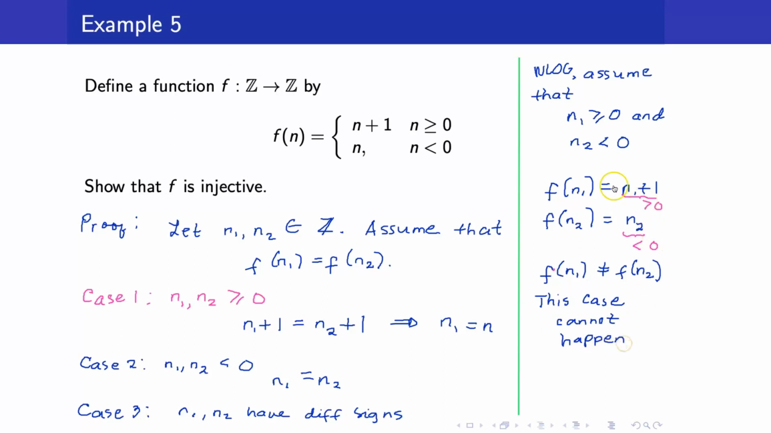Meaning to say, you cannot have two elements in the domain, one is positive and one is negative, wherein they will be mapped to the same element. So we're always sure that they will be mapped to different elements, and that is exactly what we want.